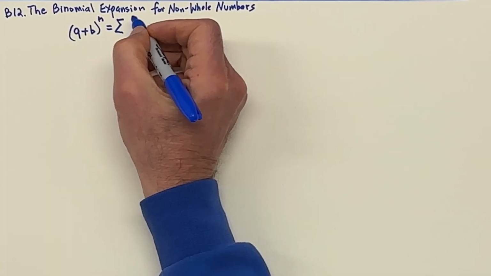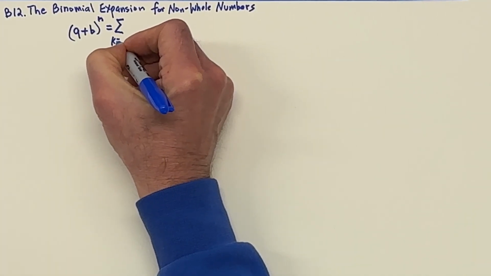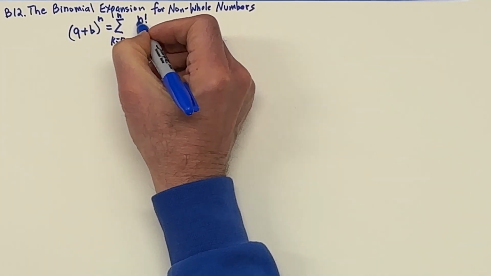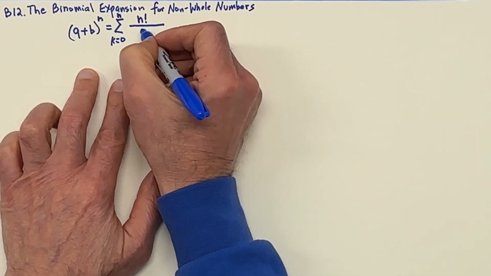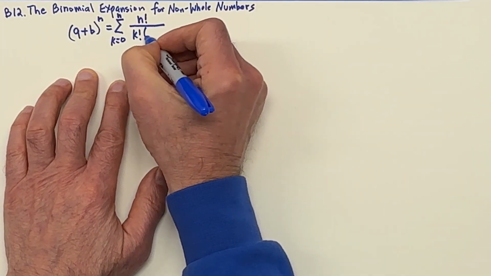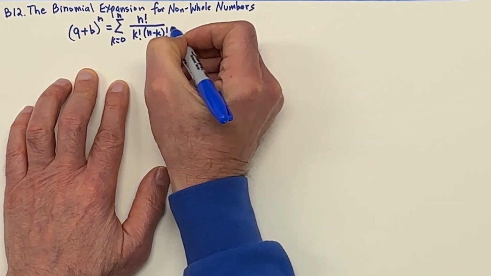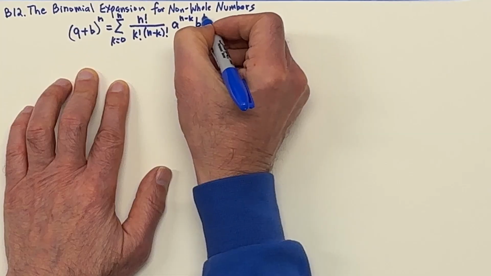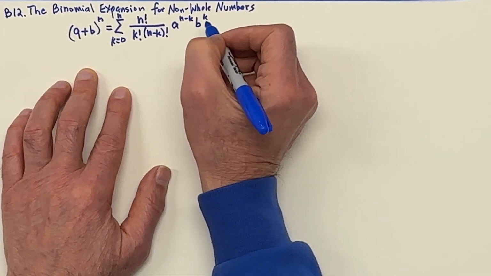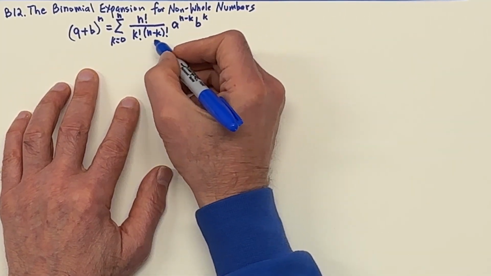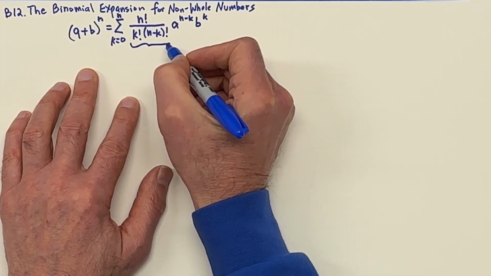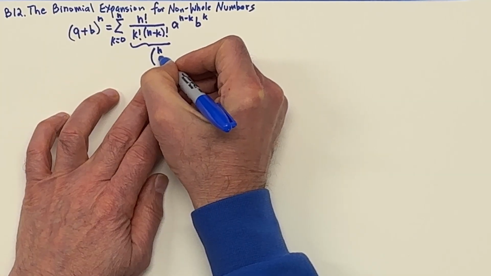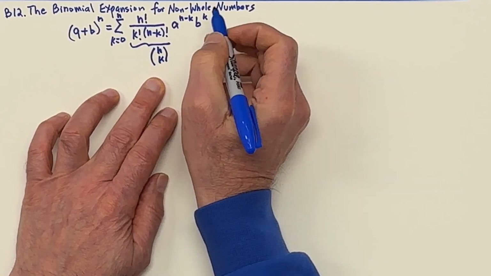And this is the sum where k goes from 0 to n of n factorial over k factorial times n minus k factorial. Then we have a to the n minus k and b to the k. Now we have already derived this formula, and this part appears often in mathematics, and that's defined to be n with a k here in these two parentheses.